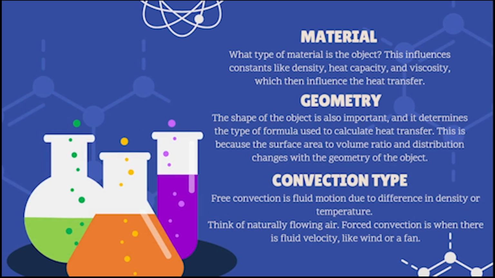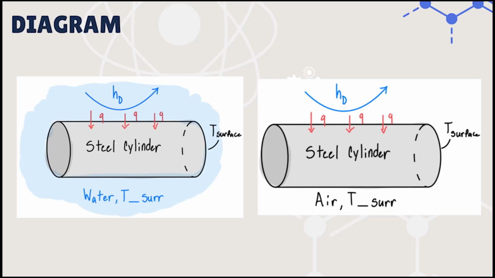Lastly, convection type is very important. Free convection is fluid motion due to difference in density or temperature, and that is the type of convection we will be using in our experiment. Think of naturally flowing air. Forced convection, on the other hand, is when there is fluid velocity, like wind or a fan. Here's an easy experiment you can do at home to demonstrate how free convection through liquid has higher rates of heat transfer than through a gas.